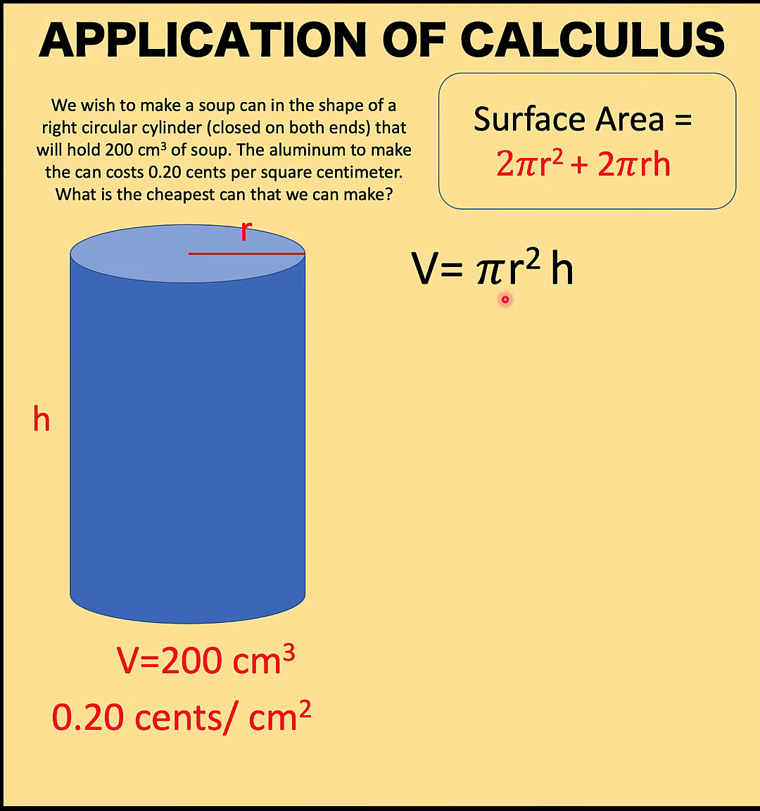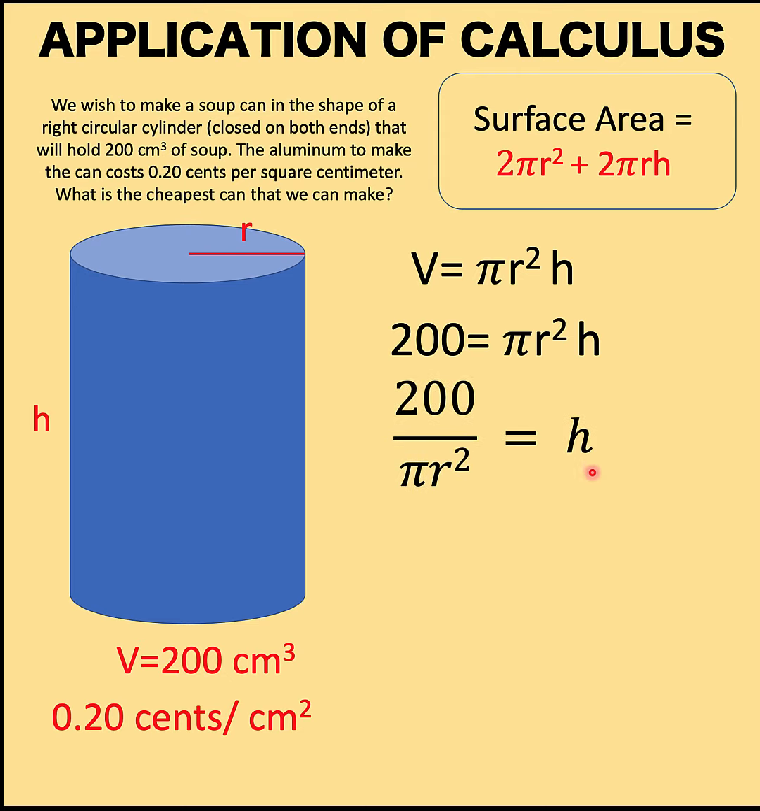Next, we know that the formula to find the volume of this right circular cylinder is equal to the area of the base times the height, and the base is circular and its area is pi r squared, and the height is the variable h. It is given that the volume must be 200 cubic centimeters. So let's replace this V with 200 cubic centimeters. And let's solve this for h. h is equal to 200 over pi r squared.